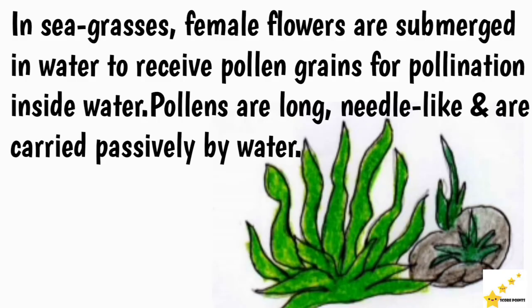In another group of water pollinated plants such as seagrasses, female flowers remain submerged in water and the pollen grains are released inside the water. Pollen grains in many such species are long, ribbon-like, and they are carried passively inside the water. Some of them reach the stigma and achieve pollination. In most of the water pollinating species, they are protected by the mucilaginous covering.